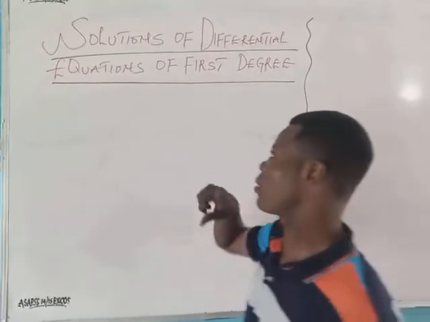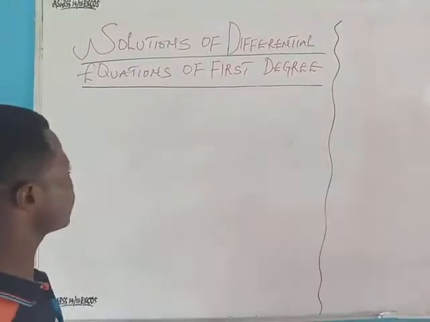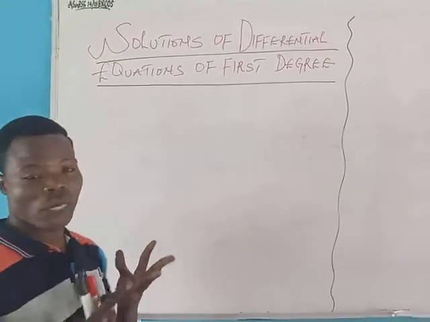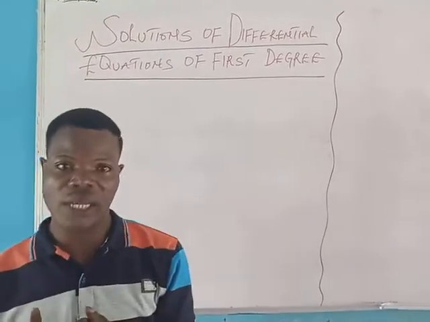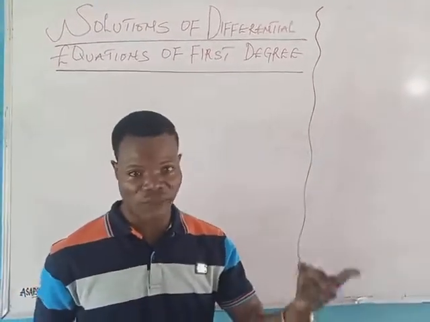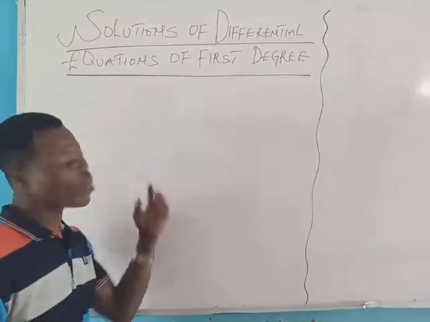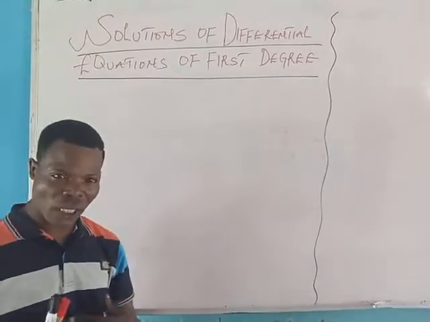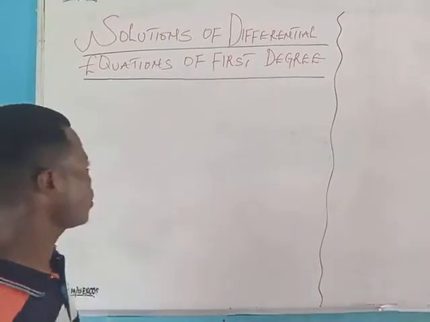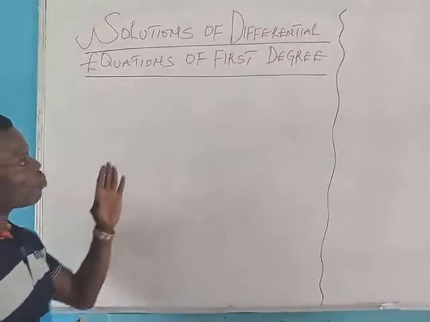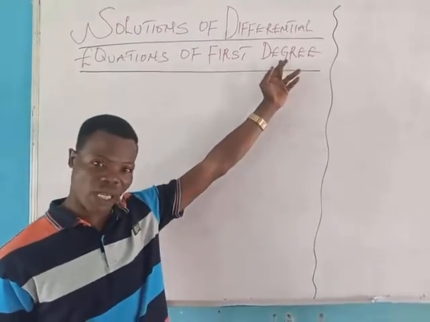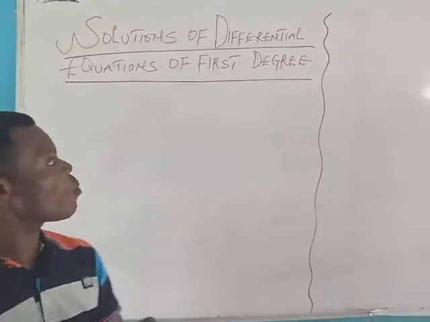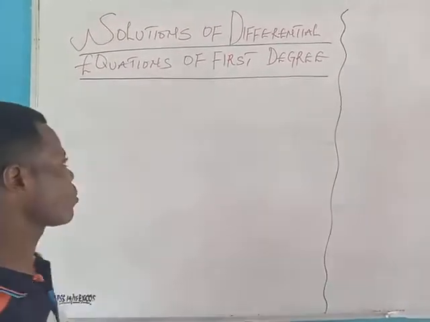We stopped at formation of differential equation, and we've treated how we can know the order of any given differential equation, and also how we can know the degree of any differential equation. But how do we solve this differential equation? Don't forget, we need to consider the degree of any given differential equation. In the video we want to make today, we are going to consider the first degree.